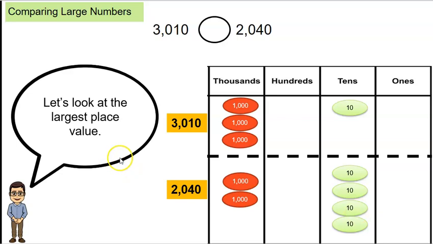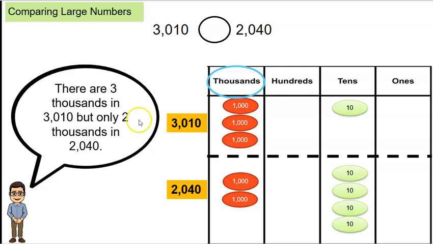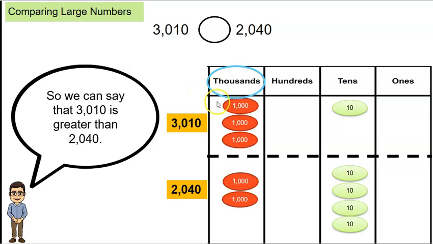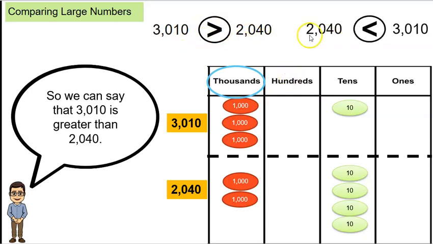So let's look at the largest place value. The largest one is the thousands place, right? There are 3,000s in 3,010, but only 2,000s in 2,040. So I know that this is a bigger number. I can say 3,010 is greater than 2,040. Or I could say 2,040 is less than 3,010. Let's try another one.